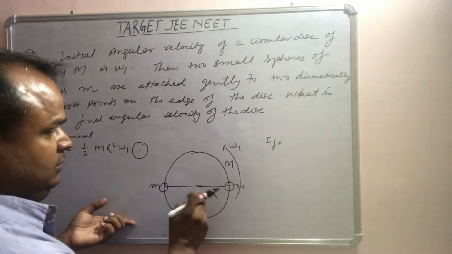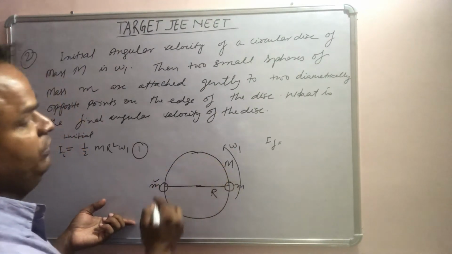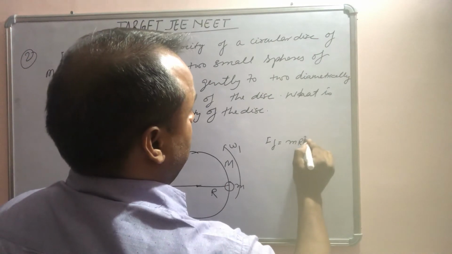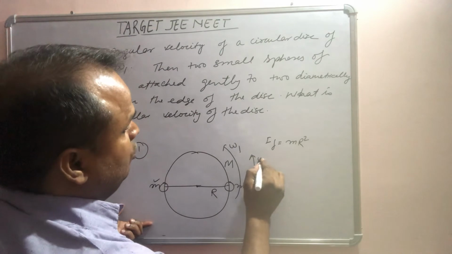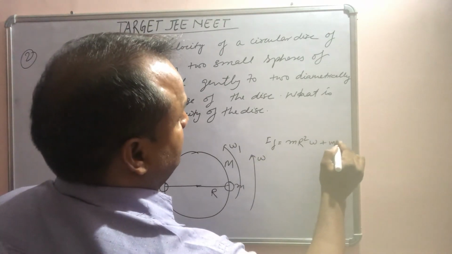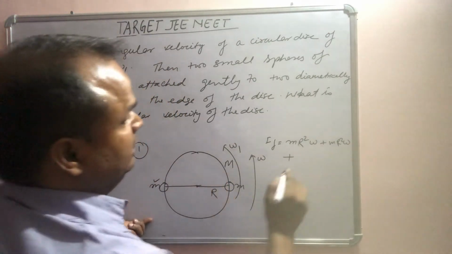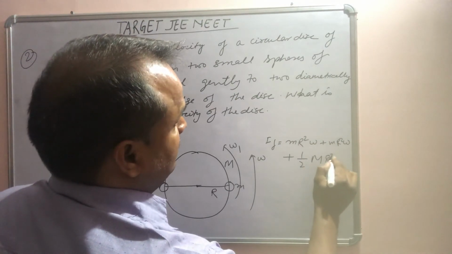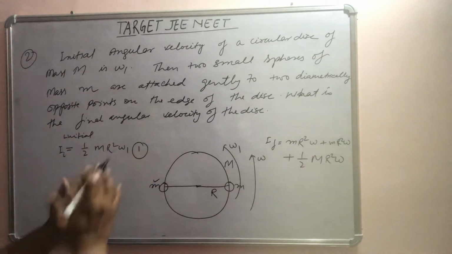So final, this is I_F, is equal to the moment of inertia of this mass plus the moment of inertia of this mass plus the moment of inertia of the disk, meaning small m r square. That final angular momentum would be m r square omega plus m r square omega plus the moment of inertia of the disk, half capital M r square omega. This is initial and this is final.